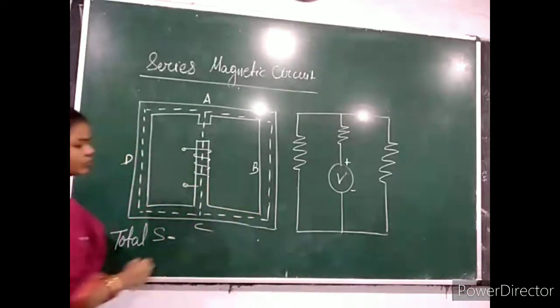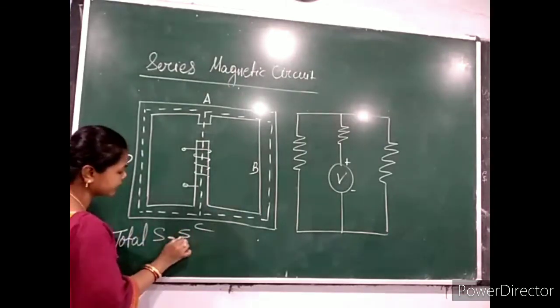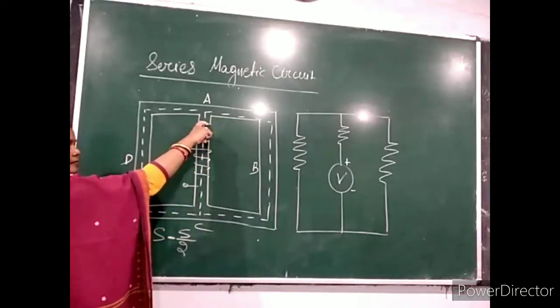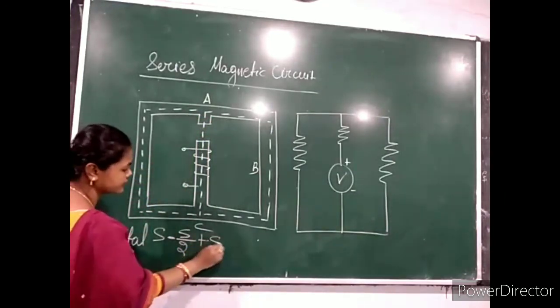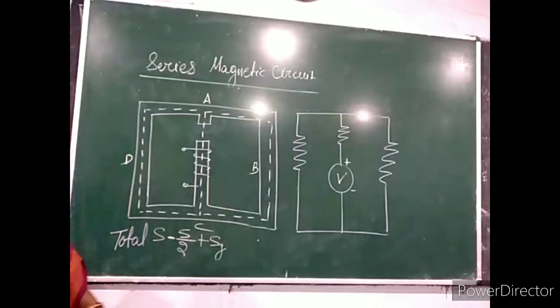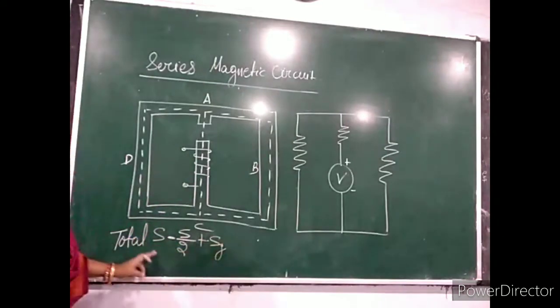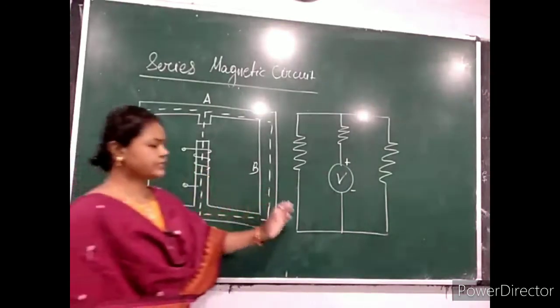the reluctance of these two paths ABC and ADC, which are in parallel, which we have discussed in the parallel case, and that we get as S by 2, and for the central limb, this air gap reluctance we add here. This is Sg, the reluctance of the air gap. This equation gives the reluctance of this total circuit. And now we compare this equation with this electric circuit.